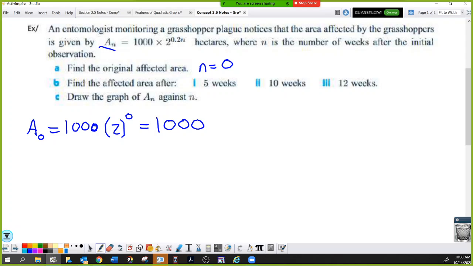Ta-da! Principal is when you're talking money, but since these aren't specifically about money, we say initial amount. It says find the affected area after 5, 10, and 12 weeks. Guess what we're going to do? We're going to plug in 5, 10, and 12, and we're going to ask a calculator. This is for part A. So part B.